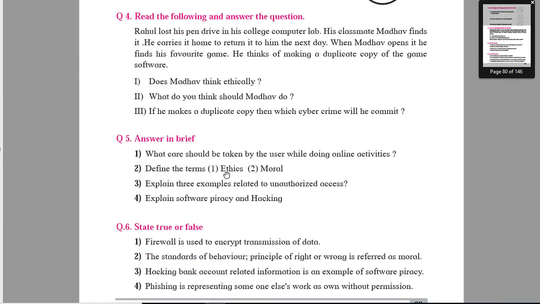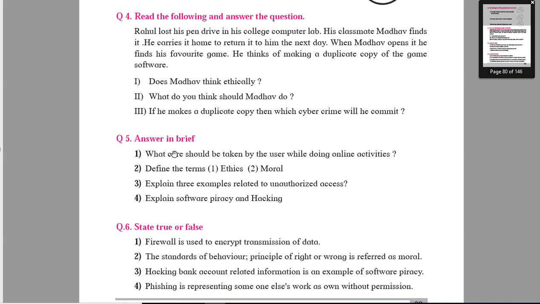Okay, answer the following. You all have to read this passage, and depending upon these 4 lines, you have 3 types of questions asked. So you all have to solve these questions. Does Madhav think ethically? Here is given a short passage about Rahul and his classmate. So read that passage, and depending upon it, you all have to give the answer.